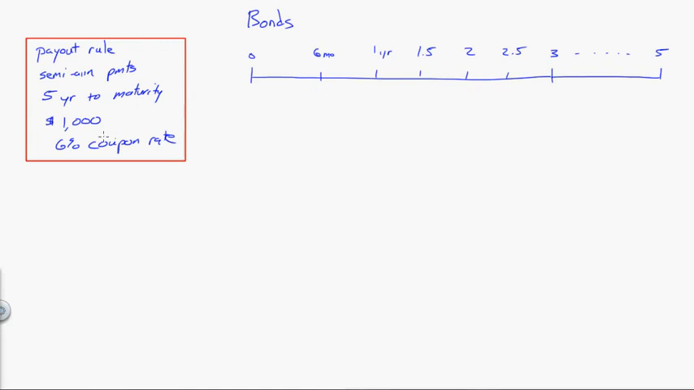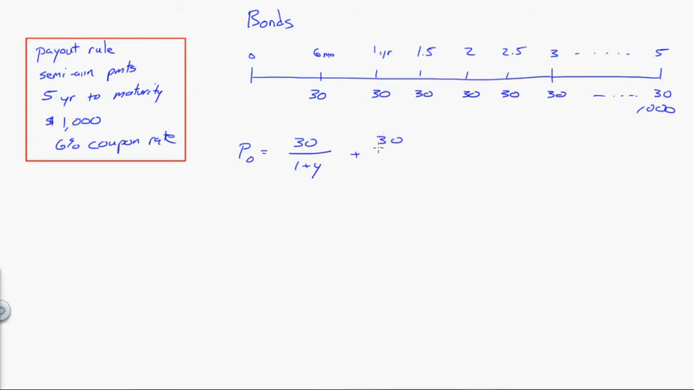So if it has a $1,000 par and a 6% coupon rate, it's going to pay $30 every 6 months. So the payments are $30 every 6 months, and then at the end it pays $1,000. Now that $30 is because of the 6% coupon rate: 6% of 1,000 is 60, but it pays twice a year, so it's $30. So the price of any financial asset is the present value of the future expected cash flows.